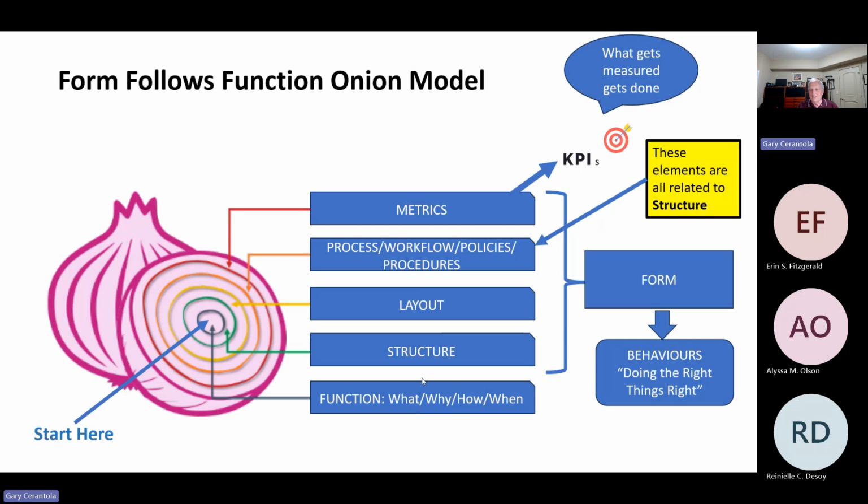And you've got to get this right first. You've got to understand what you're doing, why you're doing it, how you're going to do it, and when you're going to do it. And then you lay out the form to get the right behaviors doing the right things right. Doing the right things, that's being effective. Doing things right, that's being efficient. Again, all these are elements of form right here.